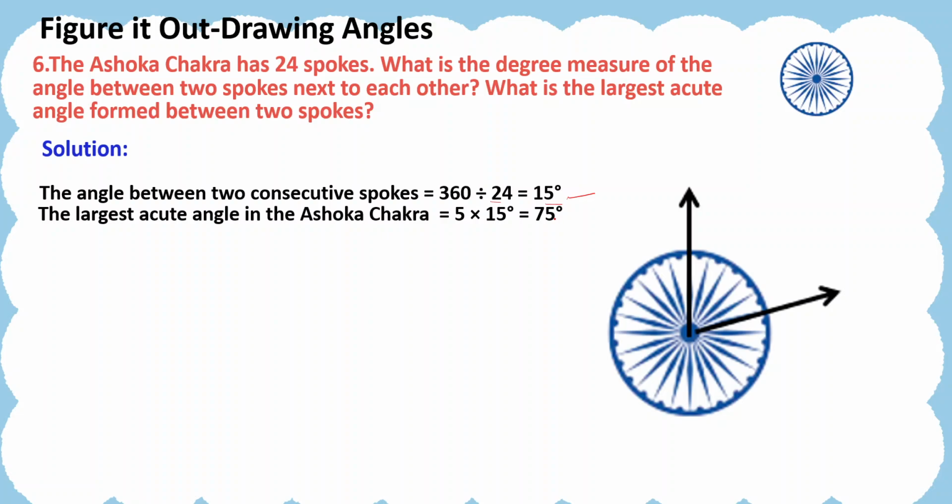The largest acute angle in the Ashoka Chakra: an acute angle should be less than 90 degrees. So if we consider each as 15 degrees, if we take it 6 times, it will be 90 degrees, which is equal to a right angle. But we want the largest acute angle, so it should be less than 90 degrees. Therefore, the largest acute angle is 5 into 15 degrees, which is 75 degrees.